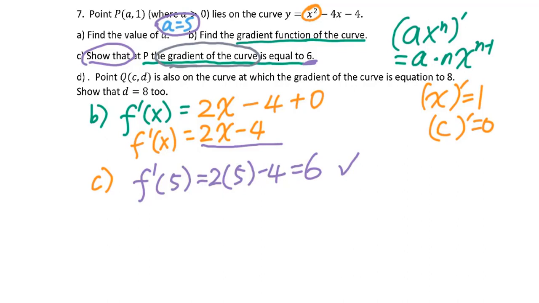For this one, for number D, point Q, (c, d), is also on the curve at which the gradient of the curve is equal to 8. Show that d equals 8 too.